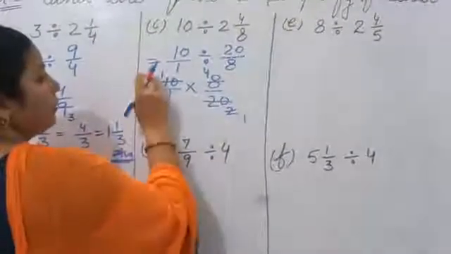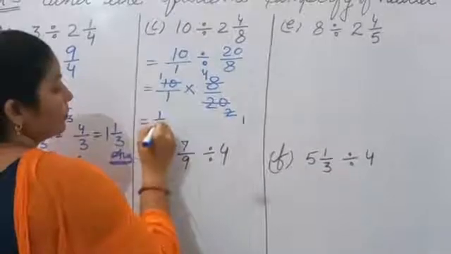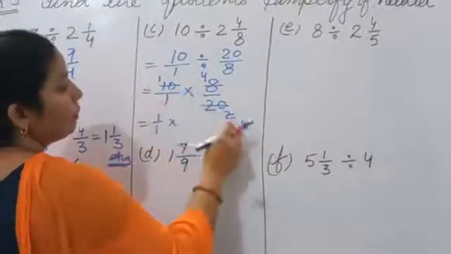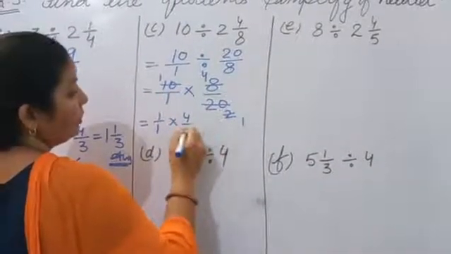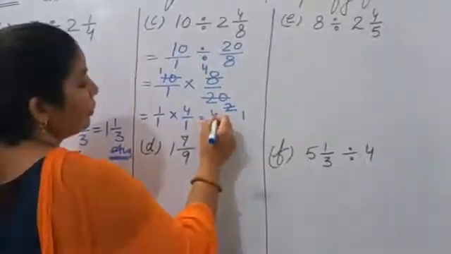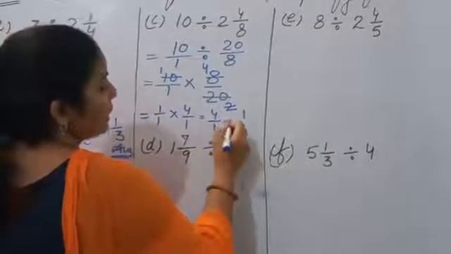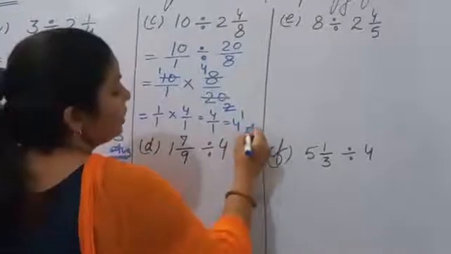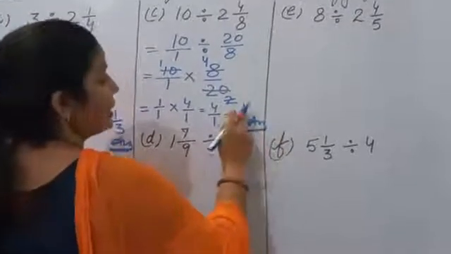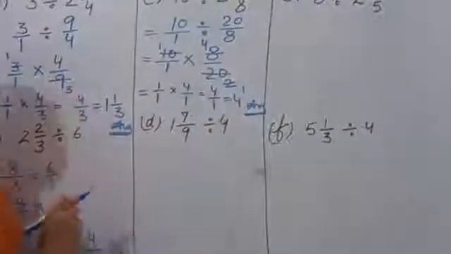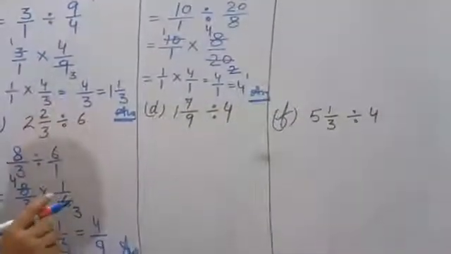Now from here 1 upon 1 and multiply 4 upon 1. Now 4 ones are 4 upon 1. So that equals 4. So 4 is your answer. So like this you will solve. Okay. Now it's D part.